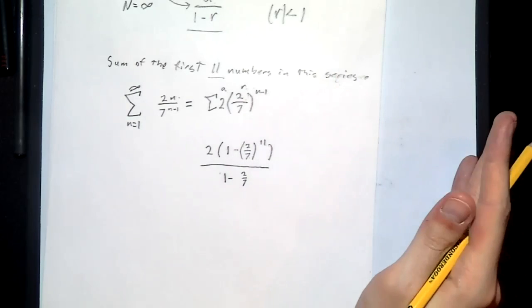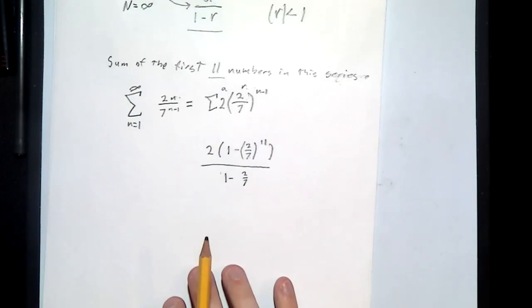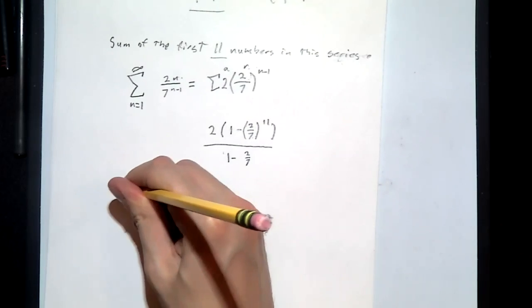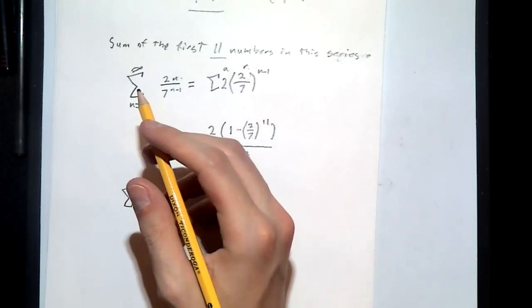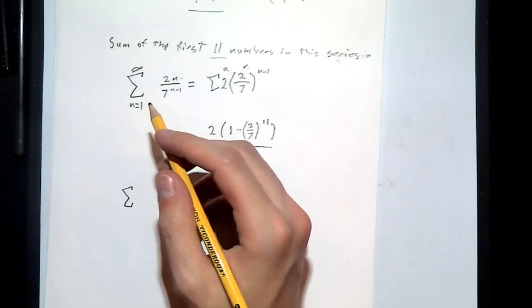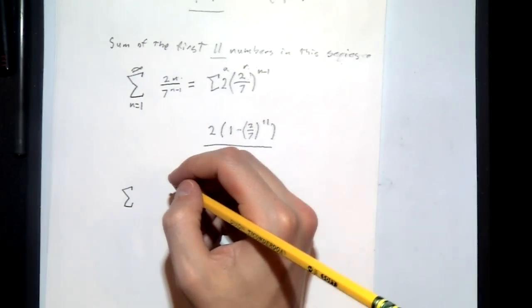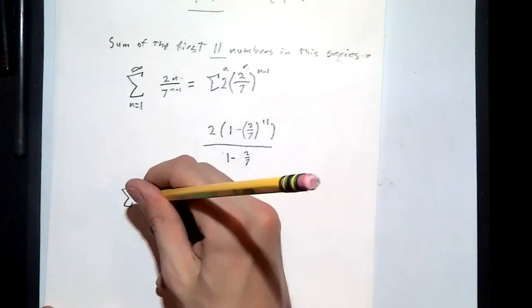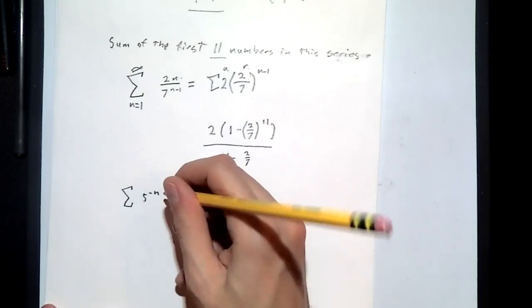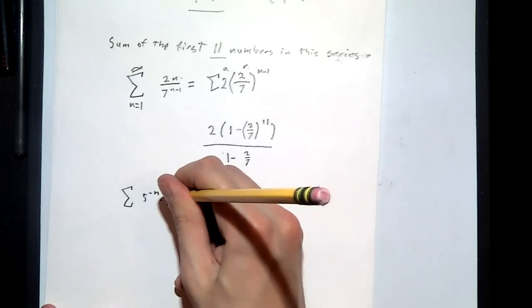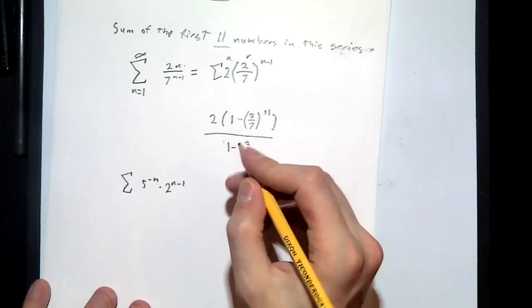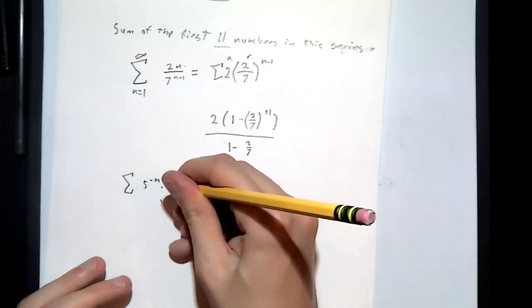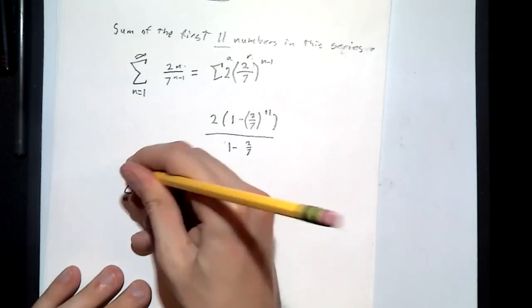So then the next question, number 2, we're determining whether this series is convergent or divergent, and if it's convergent, we find the sum. Oh, that's 5 to the negative n, I think. Yeah, we have 5 to the negative n times 2 to the n minus 1. So we can rewrite this, or actually, just keep it like that. And we start at n equals 1 and go to infinity.